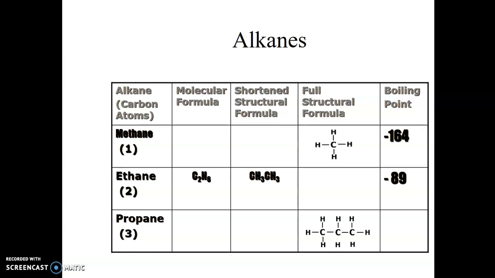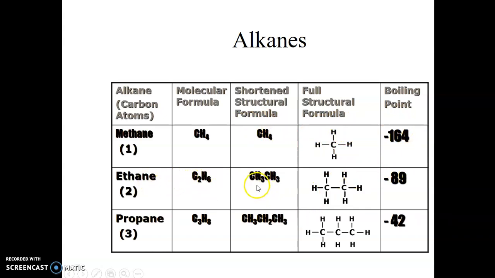Okay, so methane we've spoken about, the molecular formula is CH4, shortened structural formula is CH4, there's the full structural formula. We'll talk about the boiling points in a moment. Ethane, C2H6, shortened structural formula then would be CH3CH3. The full structural formula shows you that, CH3CH3. The boiling point, you'll notice, is slightly higher than the boiling point of methane.